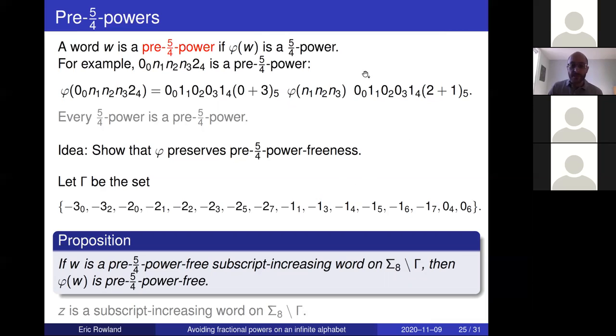There are a couple zeros in here. And like I said, there are some negative ones in our word z. So we also have to be careful about that. But if you have a word that doesn't contain any of these bad letters, then this proposition says if you have a pre-5/4 power free subscript increasing word, so that means that the subscripts increase by 1 modulo 8 from one letter to the next, and it doesn't contain any of these letters, then phi of w is pre-5/4 power free. And we can apply this to z because z is a subscript increasing word that doesn't contain any of these letters.